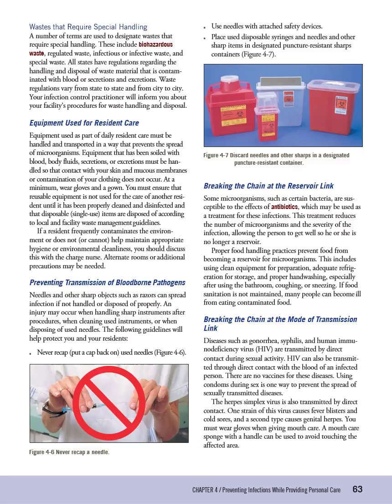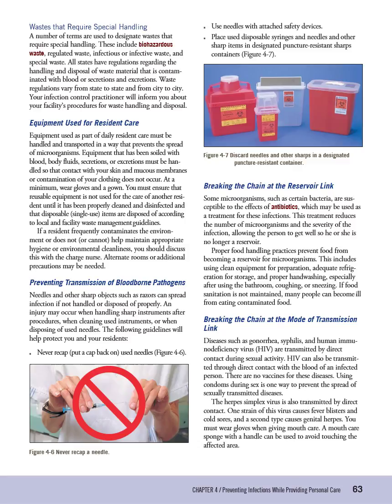If food sanitation is not maintained, many people can become ill from eating contaminated food. Breaking the chain at the mode of transmission link. Diseases such as gonorrhea, syphilis, and human immunodeficiency virus (HIV) are transmitted by direct contact during sexual activity. HIV can also be transmitted through direct contact with the blood of an infected person. There are no vaccines for these diseases. Using condoms during sex is one way to prevent the spread of sexually transmitted diseases.